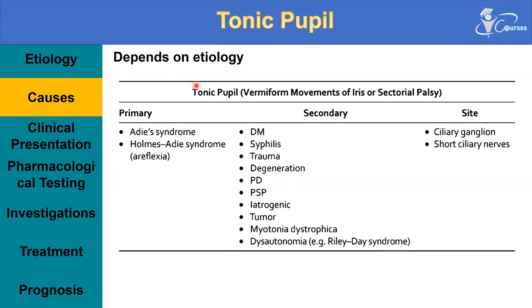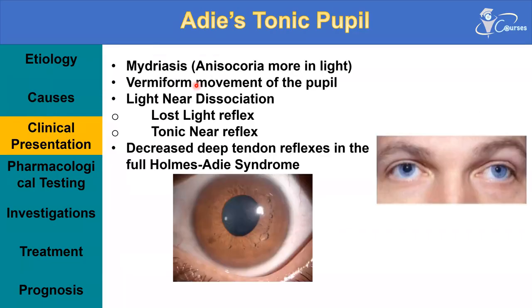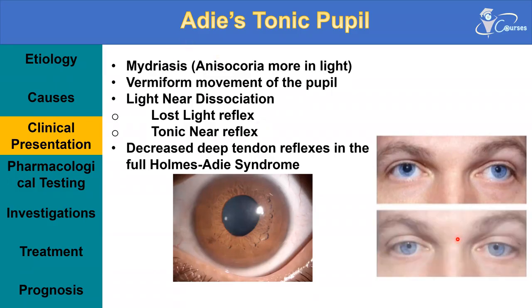So what are the criteria for those patients who have tonic pupil? Those patients have mydriasis. Those patients have anisocoria more in light, so they have a dilated pupil more in light. Vermiform movement of the pupil. So you see the anisocoria, let me show you something.